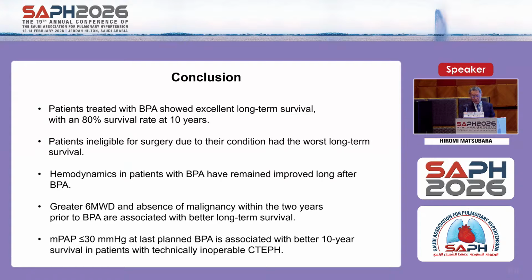Mean PA pressure less than 30 mm mercury at last planned BPA, and probably at first follow-up, maybe 25 mm mercury, associated with better 10-year survival in patients with technically inoperable CTEPH cases. Thank you for your attention.